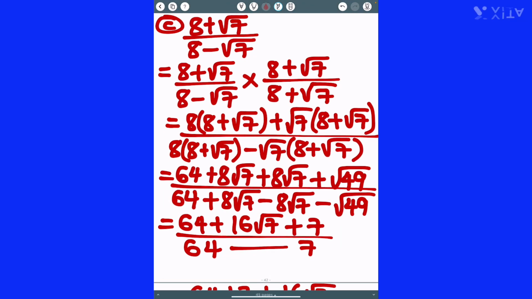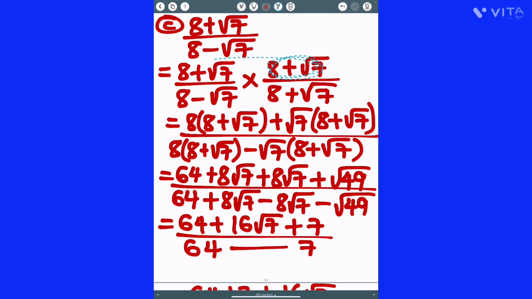Question C is the same. 8 plus root 7 over 8 minus root 7. To rationalize, I will use the conjugate of the denominator. The conjugate of 8 minus root 7 is 8 plus root 7. So I'll multiply the numerator by 8 plus root 7. I'll also multiply the denominator by 8 plus root 7.